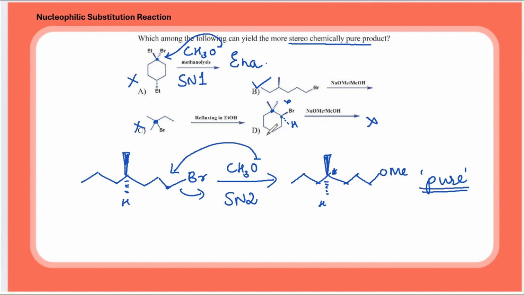So among the 4 given reactions, the reaction which gives a stereochemically pure product is option B. Therefore, the right option is B.